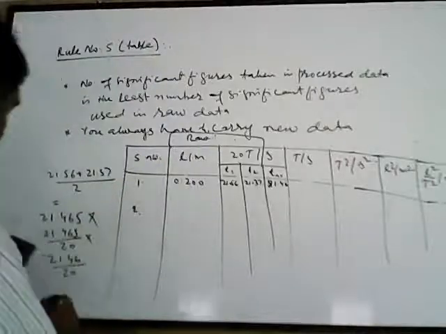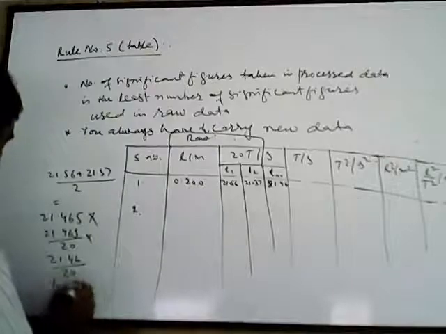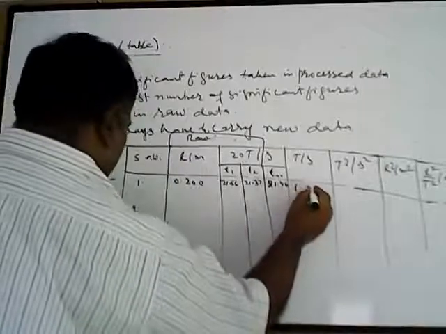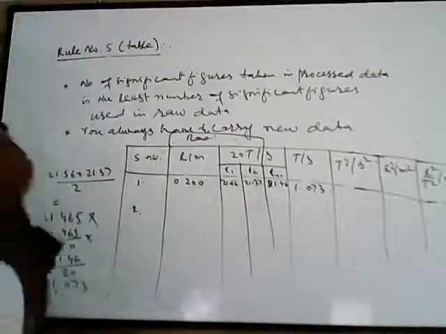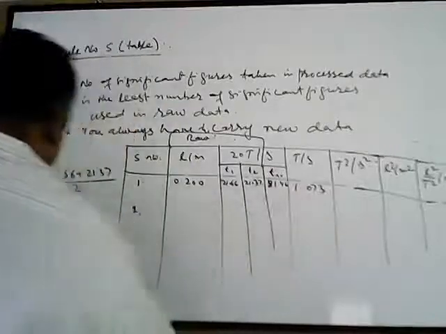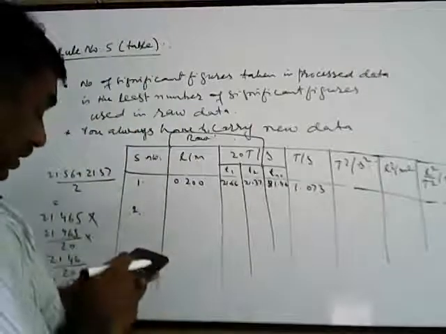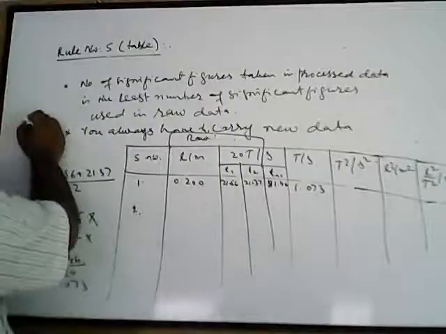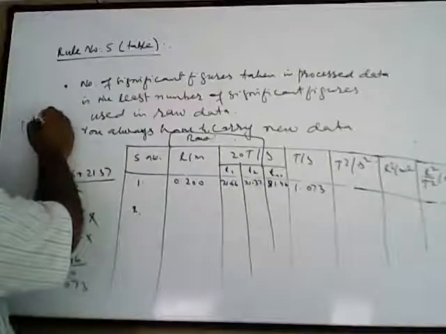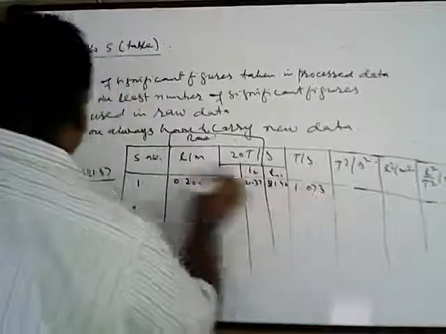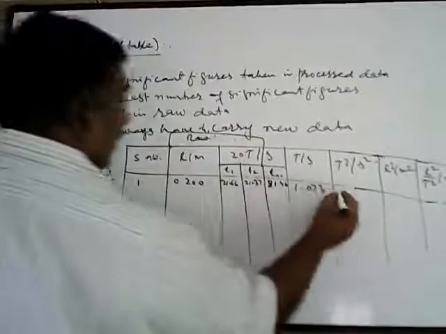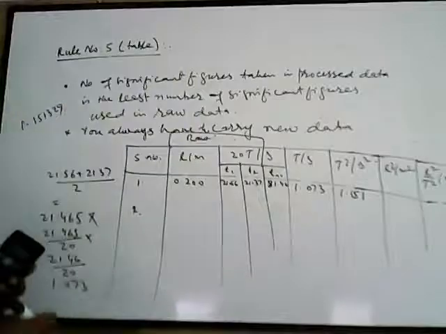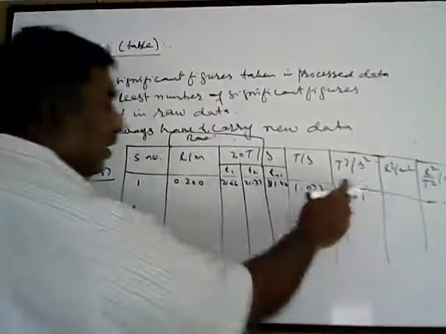It is 1.073 coming. Now this is in 4 significant figures. This must also be in 4. So 1.073. Now I will take T square, because I have to calculate this one. I can carry on the calculator. T square is 1.151329, but here there are 4 significant figures, so this must be in 4, so it is 1.151.